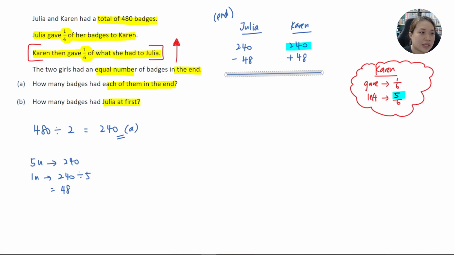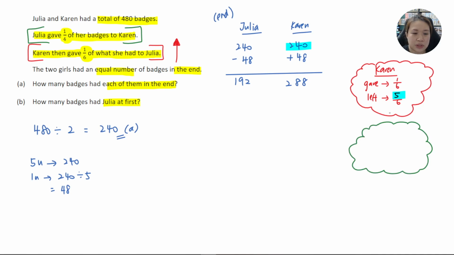Now I draw a line and I will now tally the information. For Julia is 240 minus 48. It's 192, and then for Karen is 288. So we have sorted out the first transaction. Now let's deal with the next one. This in green: Julia gave 1/4 of her badges to Karen. Now, again, I'm going to draw the thought process bubble here.